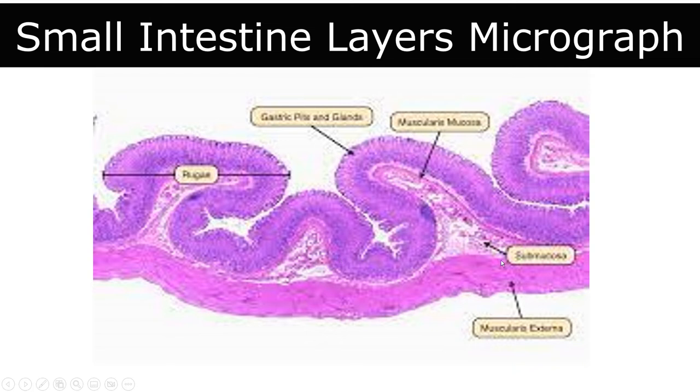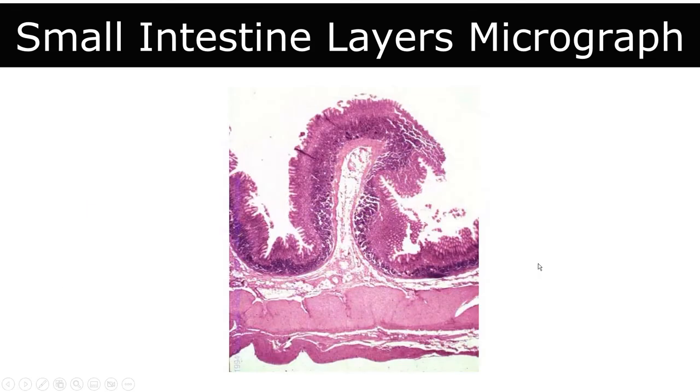So again, just another view. Villi, hair-like projections, whole thing is the mucosa. This underneath it, this first layer is the submucosa, and then these are your muscle layers. The larger one on top, circular muscles, the one underneath is the longitudinal.